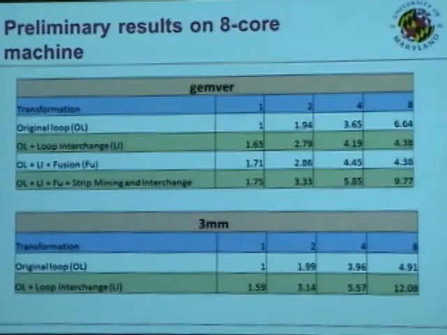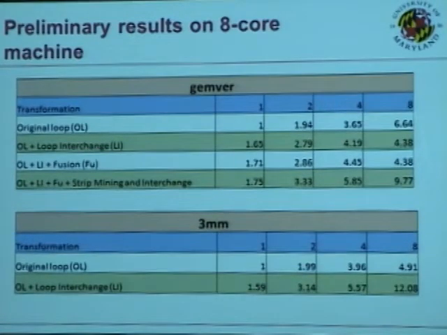Now, just to show you that this problem of having multiple transformation sequences, and how hard it is to get good performance, is not just some theoretical claim on my part, I wanted to show you some preliminary results that we got on an 8-core machine. I believe it was a machine that actually has 8 cores.